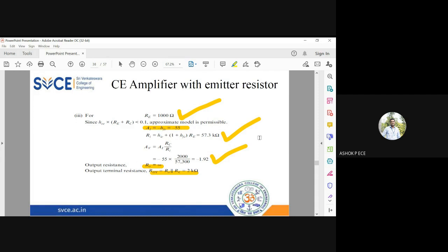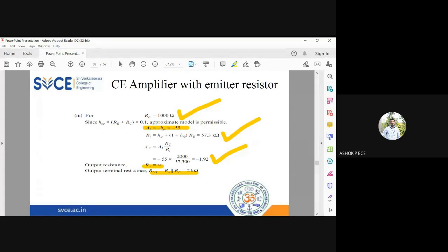In H parameter problems, you have to find out the four parameters: two gains and two resistances. One is current gain, one is voltage gain, the next are input resistance and output resistance. Remember, output and input resistance are found out without considering the external resistances. They are found out only by considering the available H parameter model resistances only. Whatever source you have connected, you have to remove it for finding the input resistance. Whatever load you have connected, you have to remove it for finding the output resistance. That logic you have to remember, because I cannot keep on saying these logics again and again.